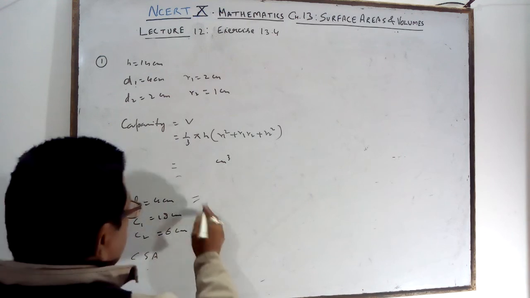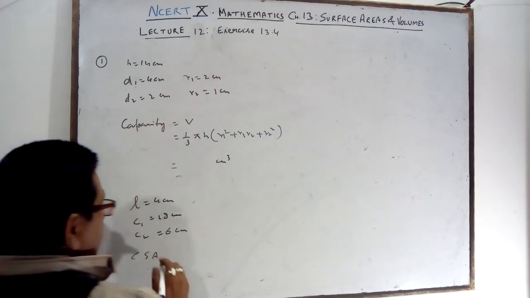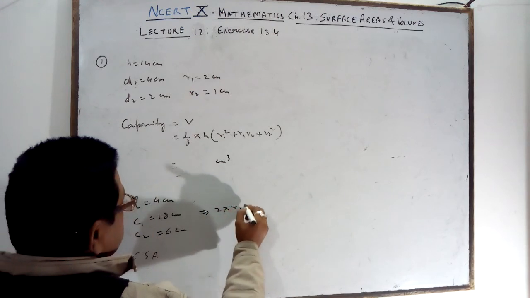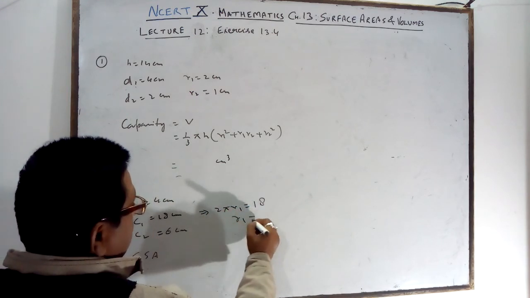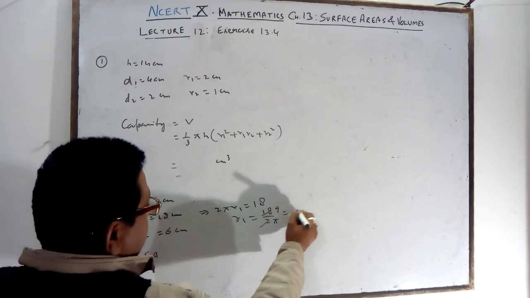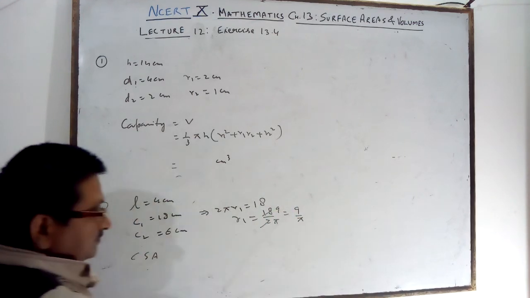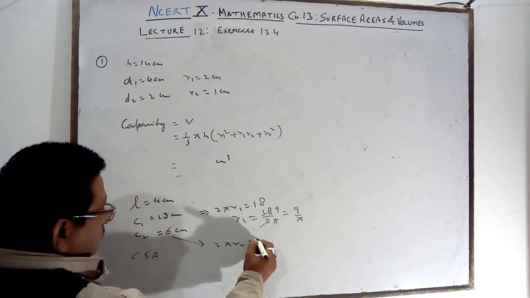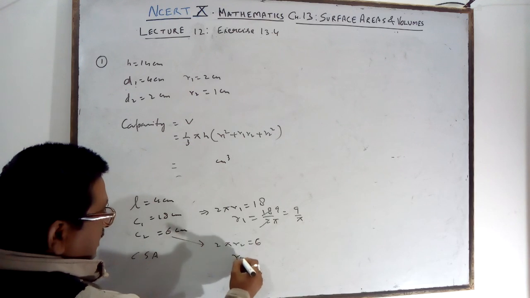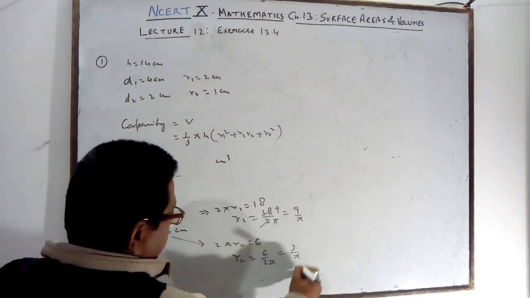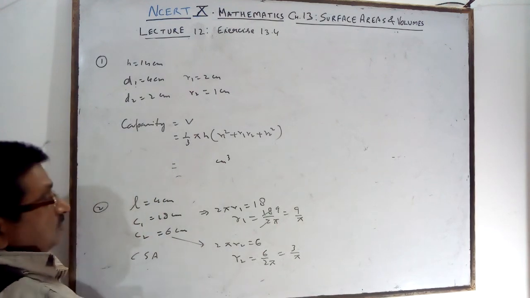You want to find out CSA. So first you find out what is R1 and R2. L is given. So 2 pi R1 is equal to 18. Then R1 is 18 upon 2 pi, that is 9 by pi. By this, 2 pi R2 is equal to 6, then R2 is equal to 6 by 2 pi, that is 3 by pi. R1 and R2 you are getting.